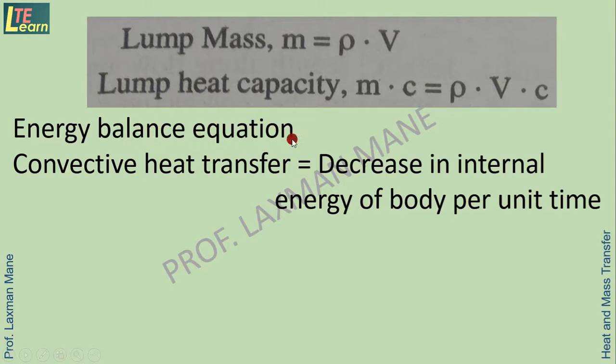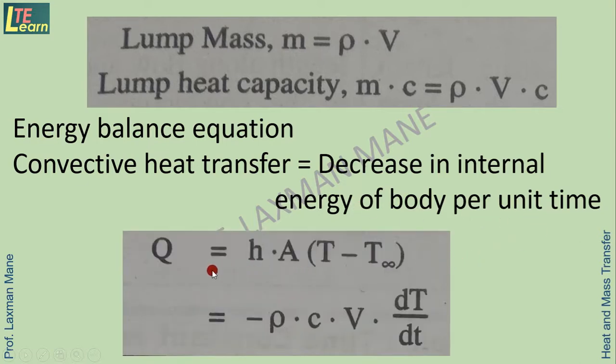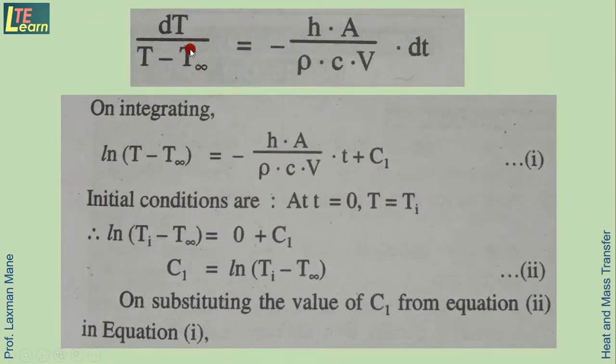Now the energy balance equation: convective heat transfer is equal to the decrease in internal energy of the body per unit time. Here Q is equal to h into A into T minus T infinity, equal to, putting the value of m, minus ρ C V into dT by dt. The negative sign is for the decreasing internal energy of the body. Arranging the last equation, we get dT by T minus T infinity is equal to minus hA divided by ρ C V dt.